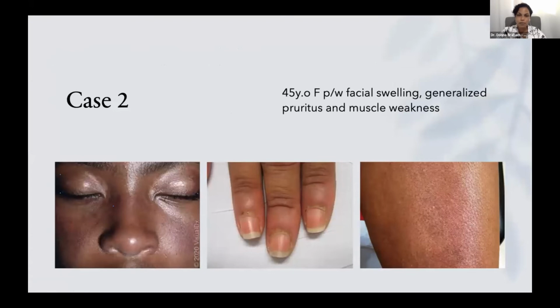So case number 2, a 45-year-old female who presents to us with facial swelling, generalized pruritus, and muscle weakness. On examination, this patient was noted to have facial edema, and I don't know if you can appreciate this erythema, purplish hue right onto the eyelid here. She does have this purplish hue that is onto the cheeks, the malar region, that is also sparing the nasolabial fold.